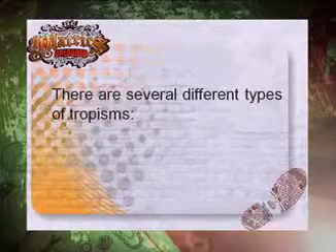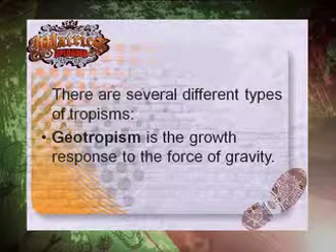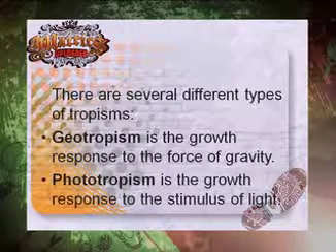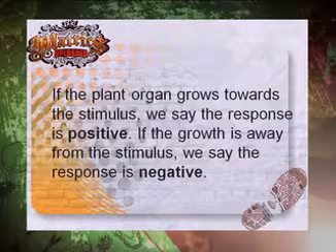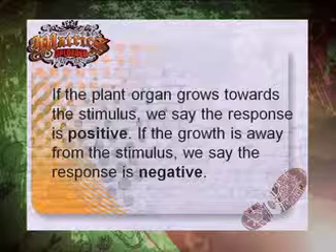Auxins cause plant growth towards or away from external stimuli. These growth movements are called tropisms. There are several different types of tropisms. For example, geotropism is the growth response to the force of gravity. Phototropism is the growth response to stimulus of light. Now, if the plant organ grows towards a stimulus, we say the response is positive. If the growth is away from the stimulus, we say the response is negative.